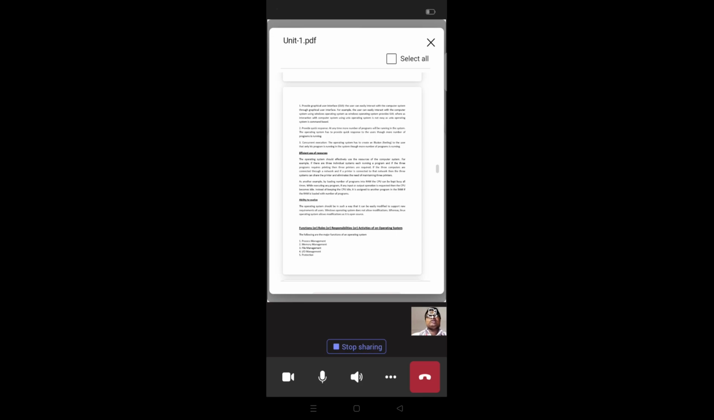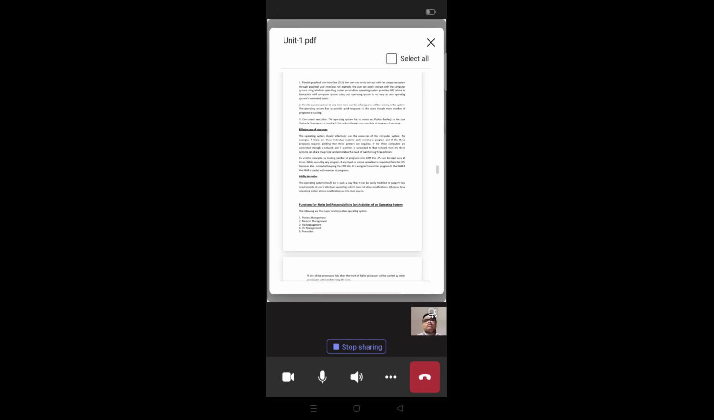Ability to evolve. The operating system should be designed in such a way that it can be easily modified to support new requirements of users. Windows operating system does not allow modifications, whereas Linux operating system allows modification as it is open source. So now let us move to the main topic.